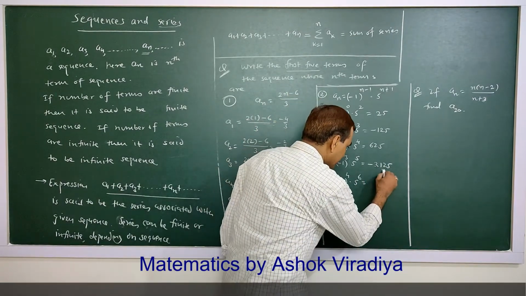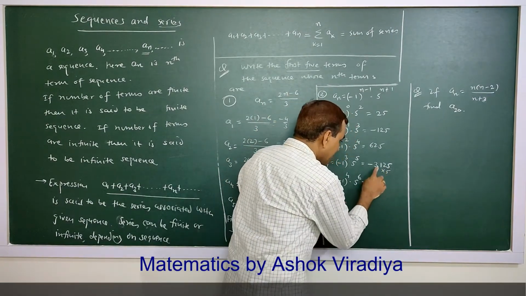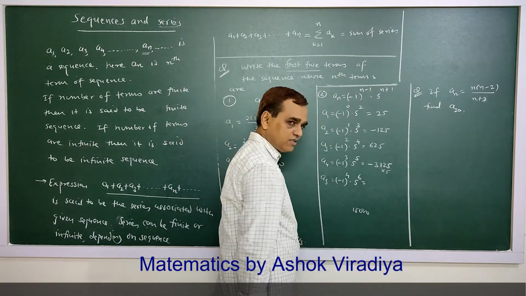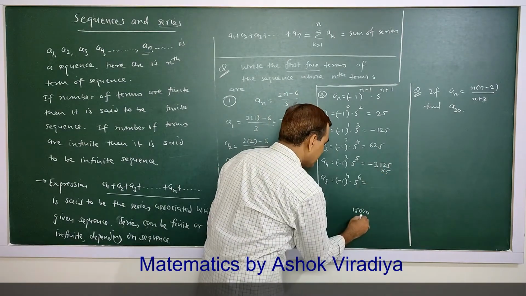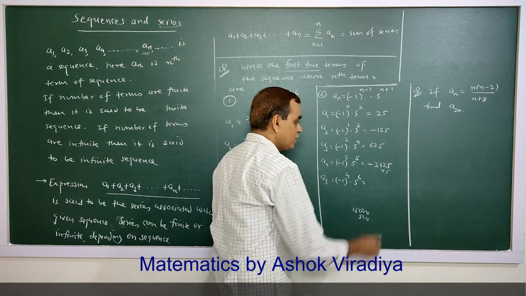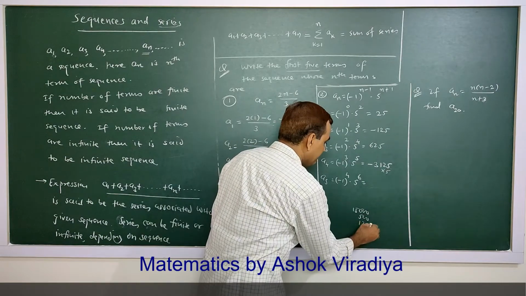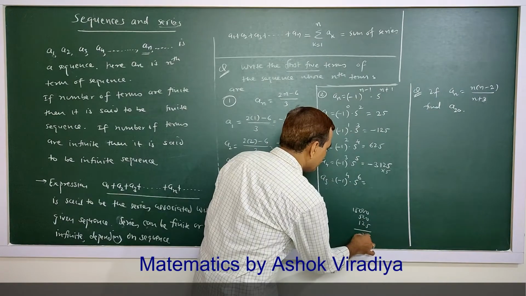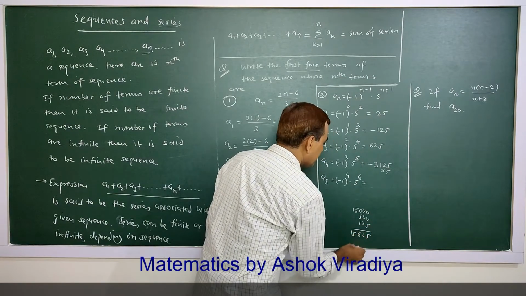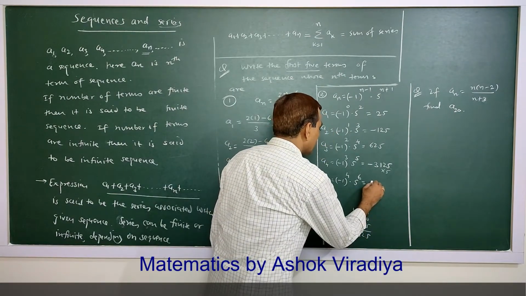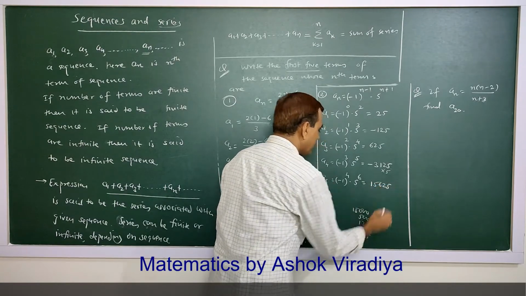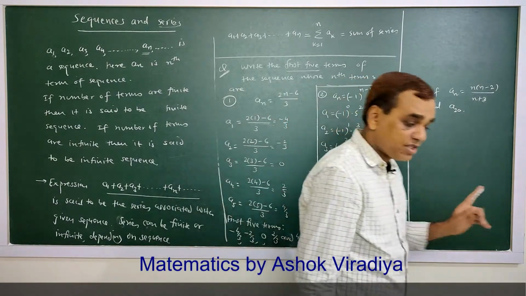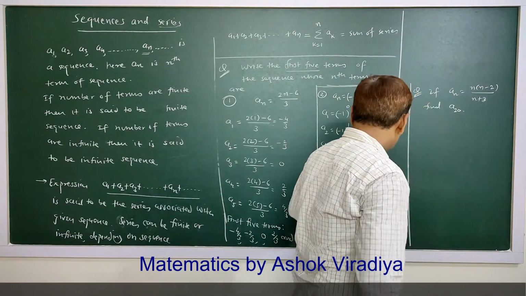3125 into 5. So it will be 3000 into 5, that is 15,000. 100 into 5, that is 500. 25 into 5, that is 125. So this is 15,625. So these are 5 terms, first 5 terms of this sequence.